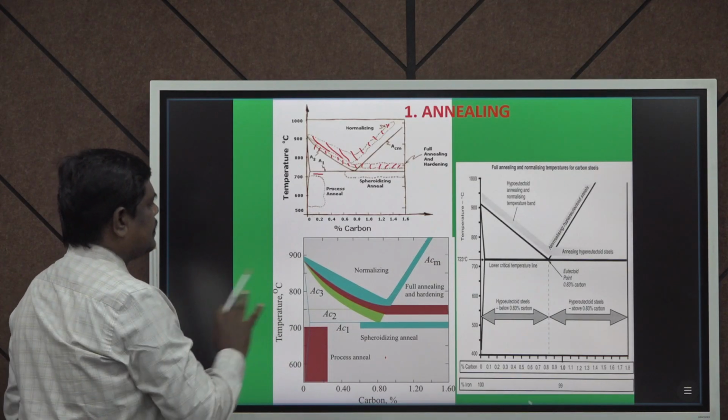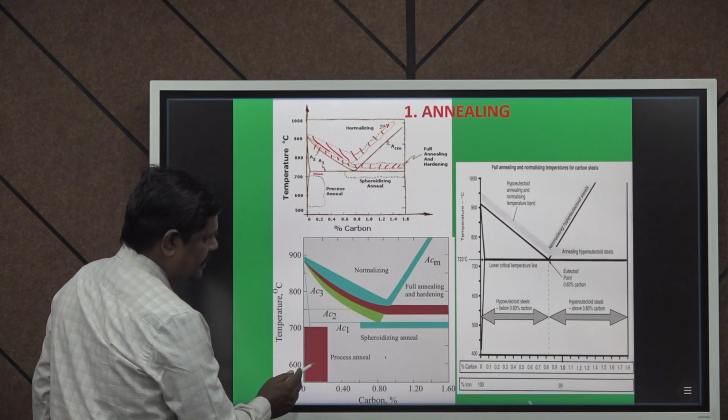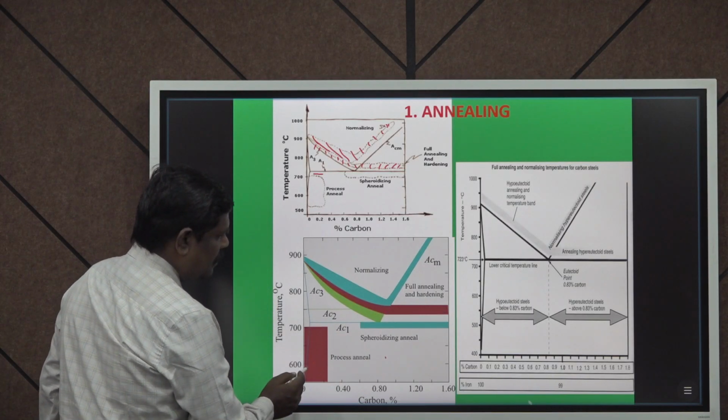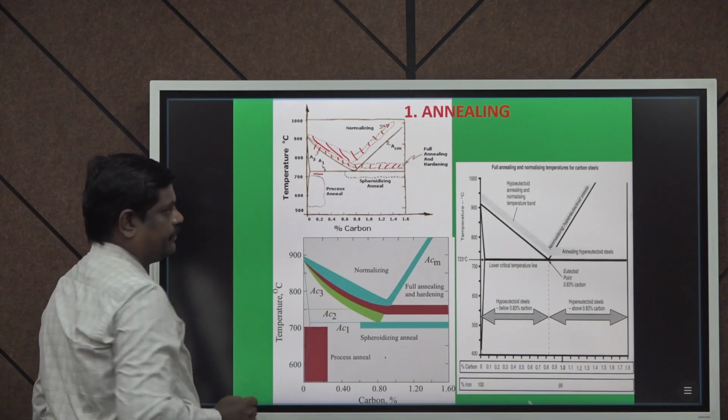So these are some important points. The same thing is also represented here. Process annealing happens below the AC1, as do spheroidal annealing and full annealing.